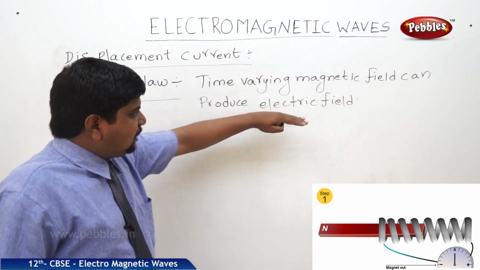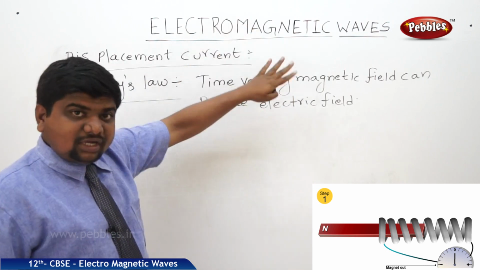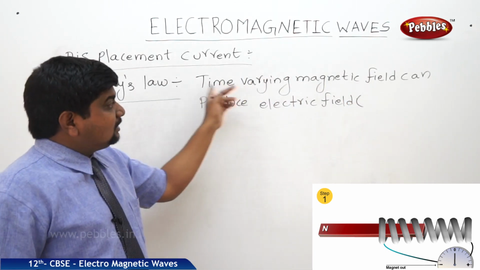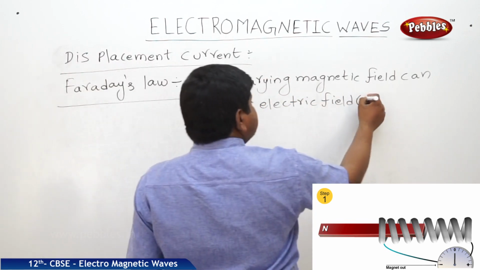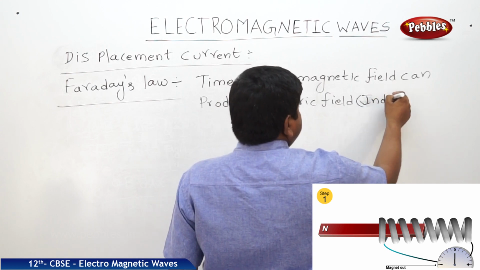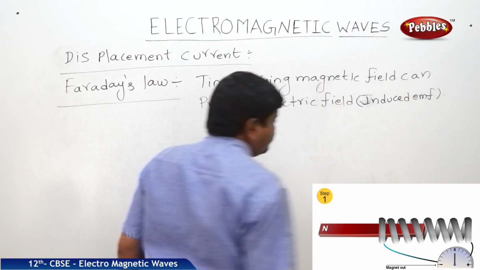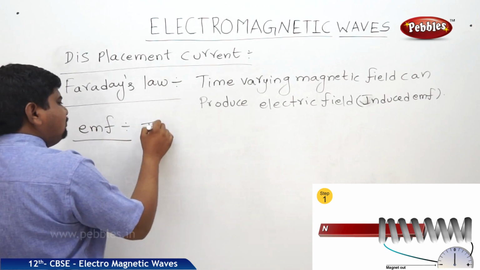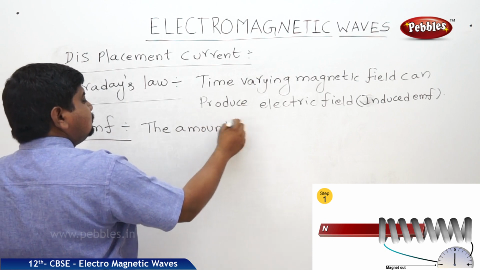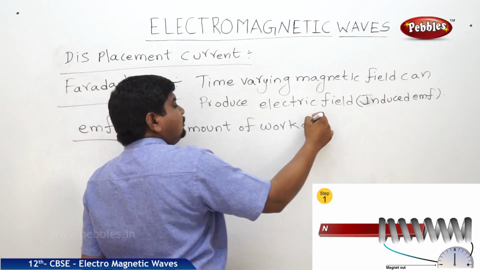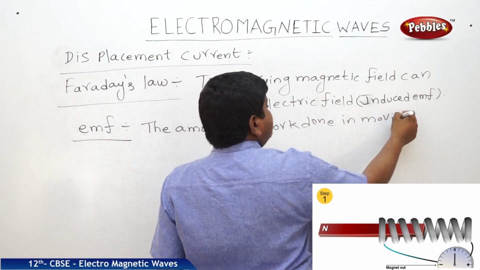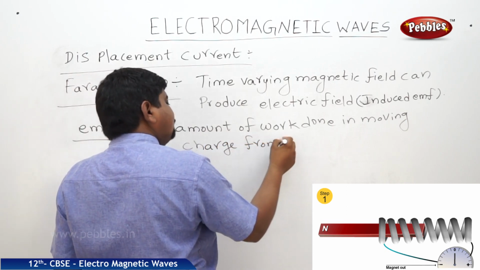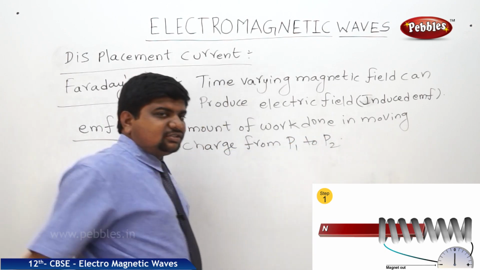In the beginning of this chapter, we discussed whether the converse is also true or not, but we can prove the converse is also true. How? What is the actual statement of Faraday's law of electromagnetism? A time varying magnetic field can produce an electric field or electric flux. Induced EMF, we can write. But what is EMF? EMF is nothing but the amount of work done in moving a charge from P1 to P2, where P refers to position 1 and position 2.